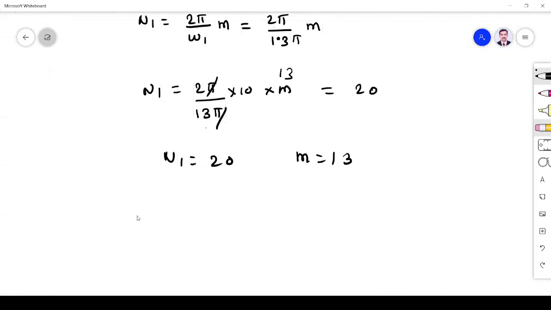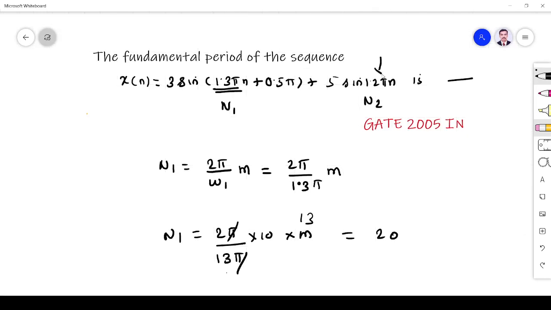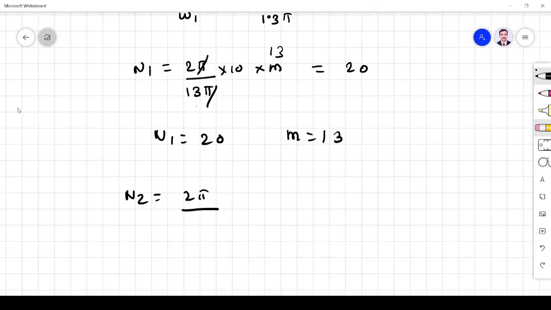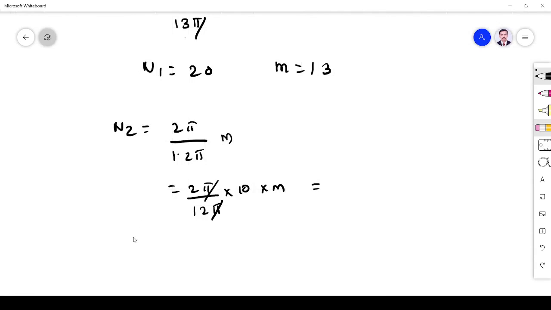Okay, next to N2. N2 is 2 pi by omega 2. Omega 2 is this one, 1.2 pi, so 1.2 pi m. 2 pi by 1.2 pi I write as 20 by 12, and the pi will be cancelled. When you substitute m is equal to 12, it will become 20. So N2 is equal to 20 for m is equal to 12.